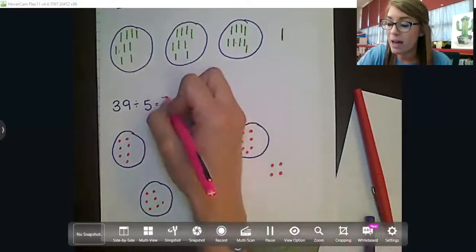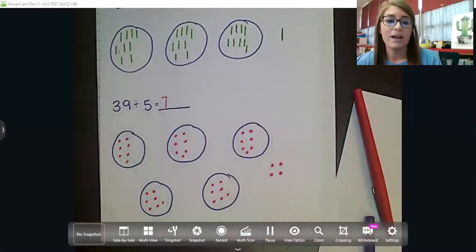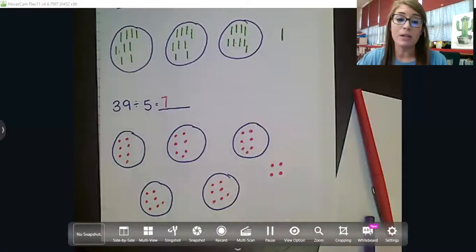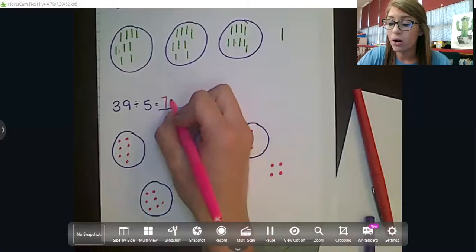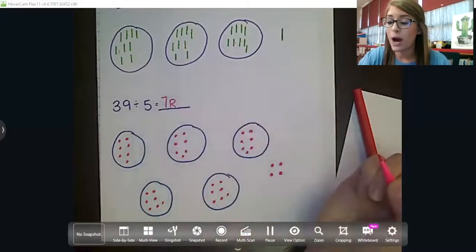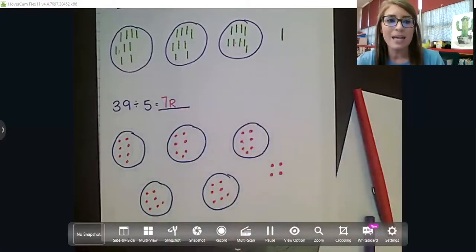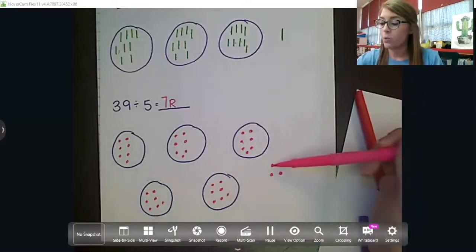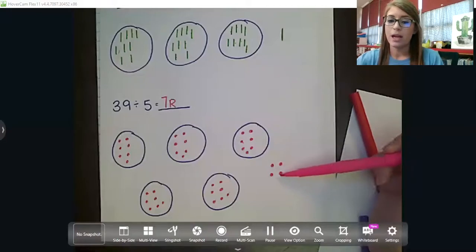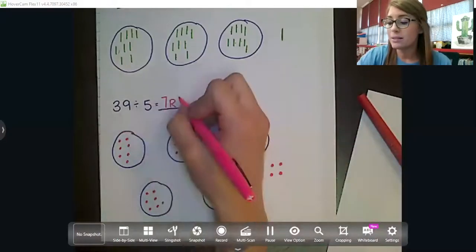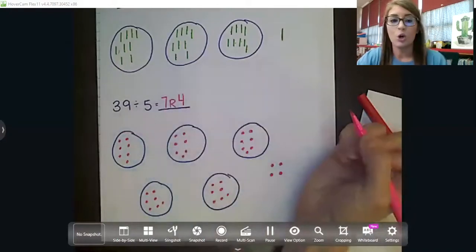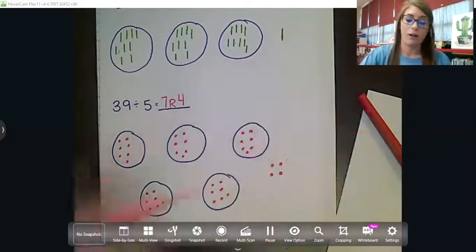So I'm going to put 7 right there. And then I've got to make sure I include my remainder. Remember, because remainders are part of our answer. So I'm going to put the little r to represent remainder right there. And then how many did I have left over? Very good. I had 1, 2, 3, and 4. So my answer is 7 remainder of 4.